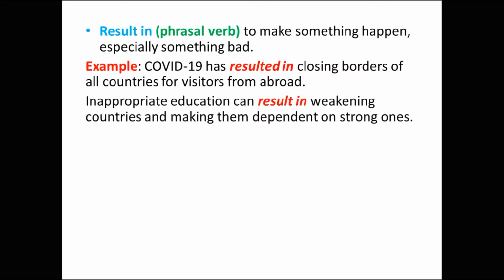Next example is, inappropriate education can result in weakening countries and making them dependent on strong ones. Here we can understand that a bad result of inappropriate education is slavery.